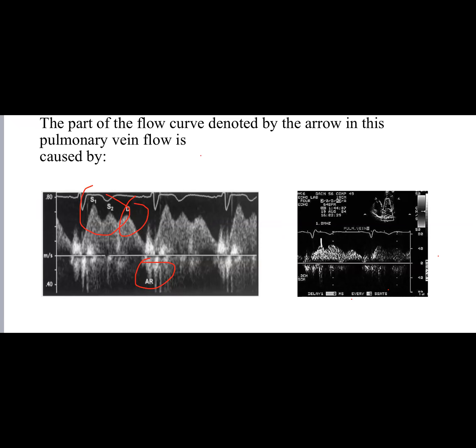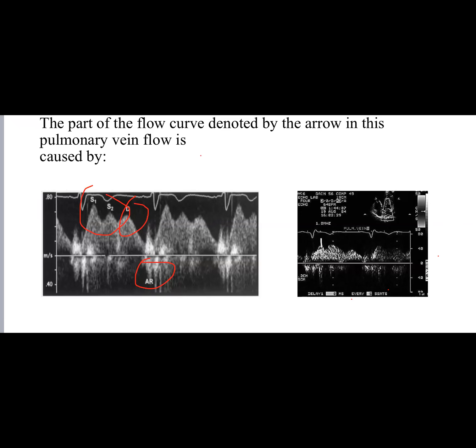These are forward flow, right? Yes, S1 is early systolic flow and S2 is the late systolic flow. Now, why do I have early systolic flow? That's because of atrial relaxation. So S1 is atrial relaxation. What is the ventricle doing during this time? The LV is what? Contracting. Yes, the LV is contracting, the atrium is relaxing. So S1 is the atrial relaxation.